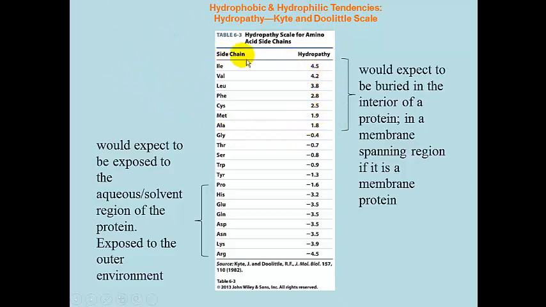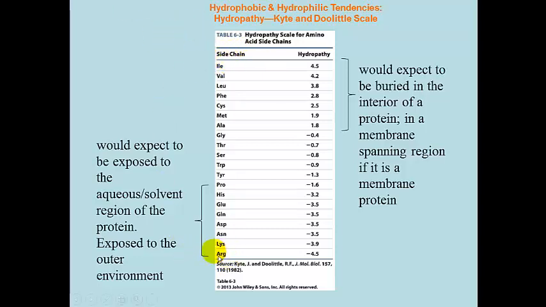Here, the higher numbers represent the more hydrophobic amino acids on their scale, and the negative values represent the more polar or charged amino acids on their scale. So isoleucine, according to Kyte and Doolittle, is the most hydrophobic amino acid. It would tend to be buried inside a protein, or if it's a membrane protein, probably in a transmembrane region, the hydrophobic interface.